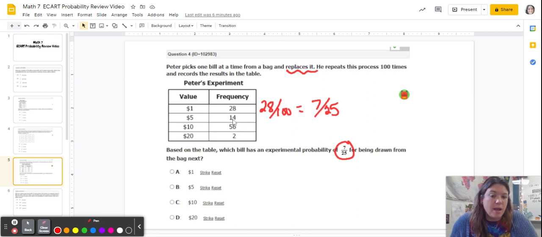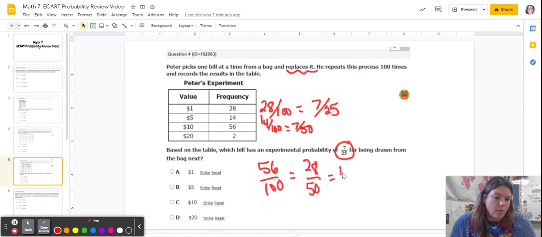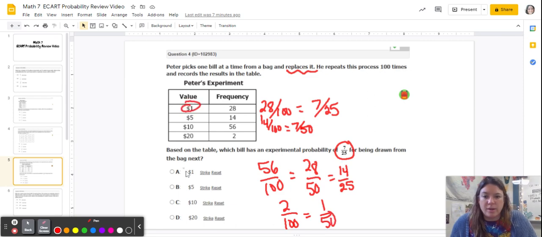So it was my first one. But really, you're just putting all of these, like 14 over 100, and then you simplify it. So what would that be? 7 over 50. So that doesn't equal the 7 over 25. I'm just dividing those by 2. 56 over 100. What's that? 28 over 50. 14 over 25. So that doesn't equal that. So you're just making a fraction out of all of them and simplifying it to see which one equaled that. So it's the $1 bill that was equal to 7 over 25 when I simplified.